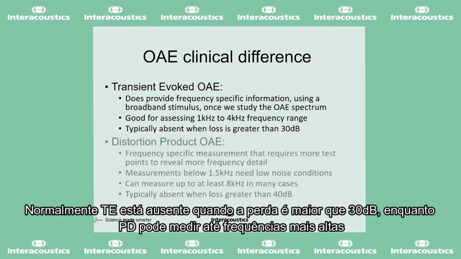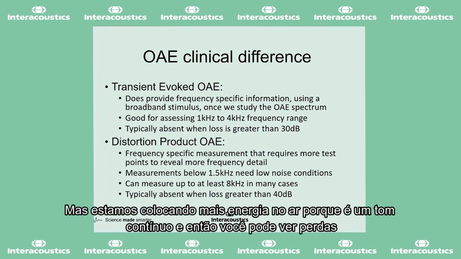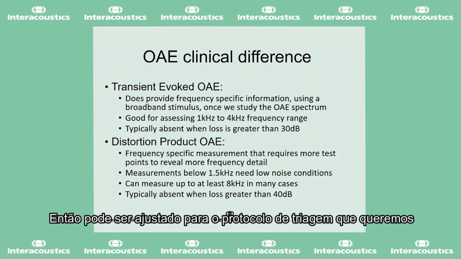Whereas with distortion products, we can measure up to higher frequencies, but it's not so easy to measure low frequencies because the DP comes out at half an octave lower than the characteristic place of F2. But we are putting more energy into the ear because it's a continuous tone, and so you can see losses. You can measure it even if somebody has a loss approaching 40 decibels. We can reduce the stimulus size with DPs so that you don't get an emission if the loss is greater than 30 decibels. So it can be adjusted for the screening protocol that we want.